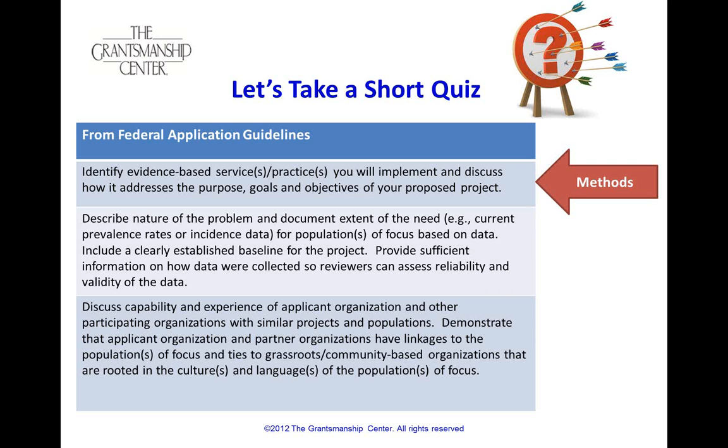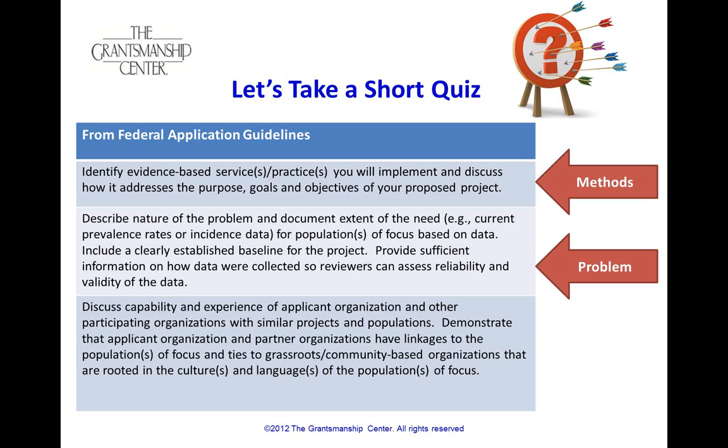Let's look at the second paragraph. Describe the nature of the problem and document the extent of the need, e.g. current prevalence rates or incidence data. And it goes on to request more data and is interested specifically in the reliability and validity of the data. Well, the first sentence in this short paragraph gives it away. Certainly this paragraph is soliciting the category of information that we call the problem. This paragraph was only one brief paragraph within a much larger request for information concerning the problem. But what's interesting here is the specific data that's being requested. It's not unusual, and if you were to respond in a general rather than specific way, you would not score well.